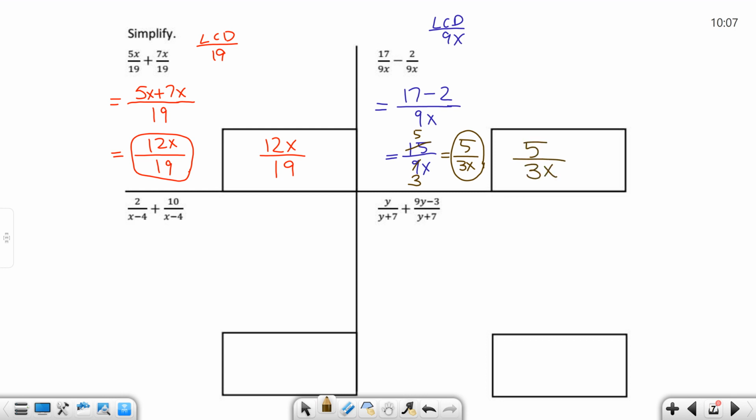So you don't want to leave 15 over 9x. You want to simplify it all the way. You want to divide out that common factor there and say it's 5 over 3x. That's the simplest form that you can give that answer in.